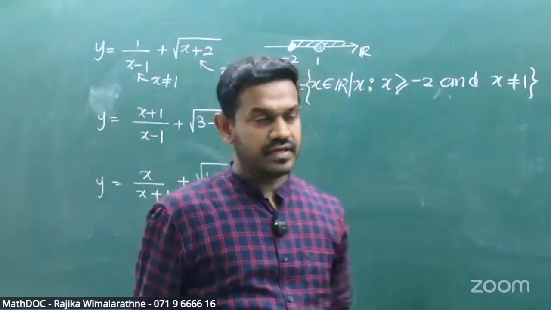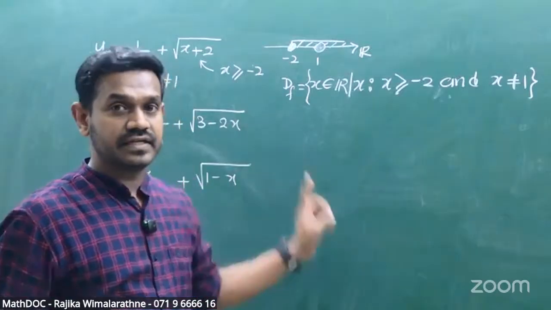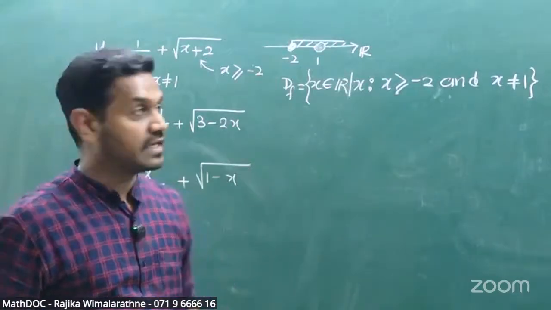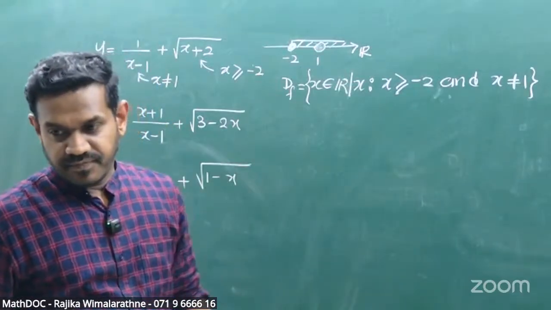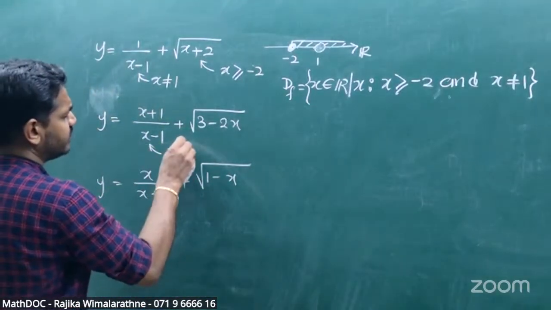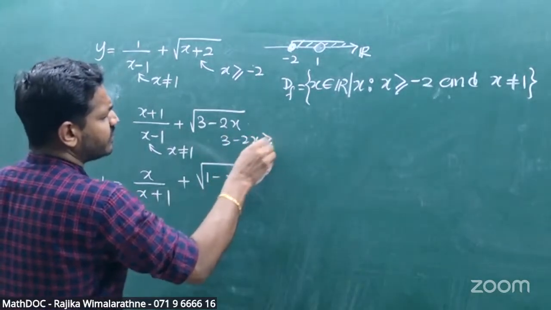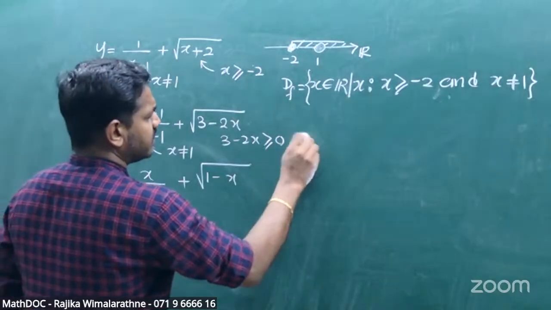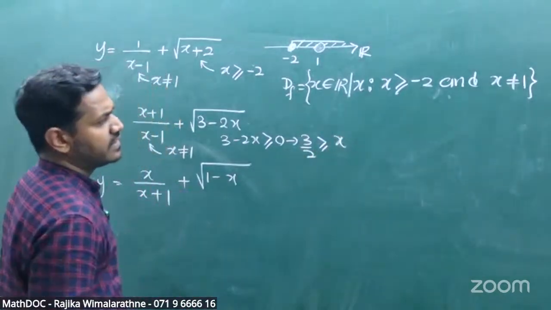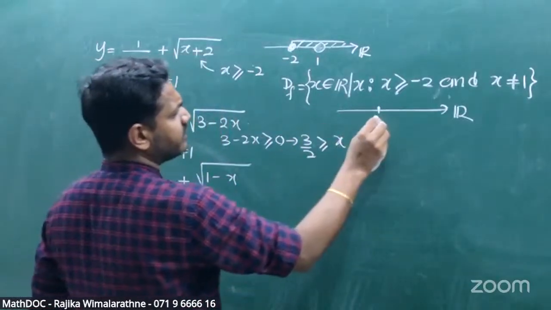No need to mark the number line, but you had better mark it, then we can easily identify the regions. But anyway, you better mark it, okay? That is not compulsory. Now here take x not equal to 1. Here 3 minus 2x greater than or equal to 0, then x less than or equal to 3 over 2. Then check that. Here the values are less than 3 over 2.